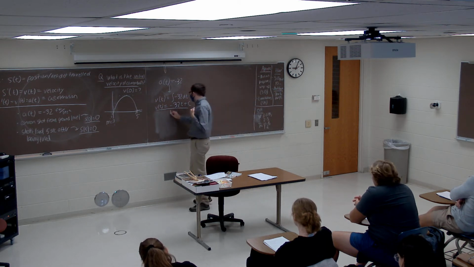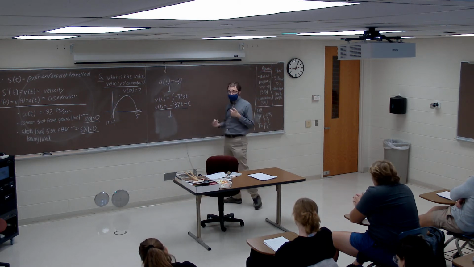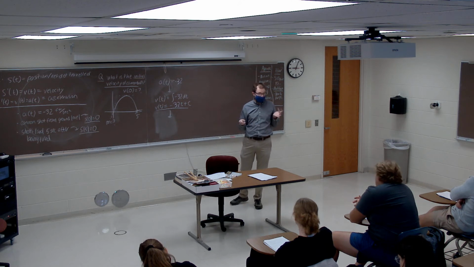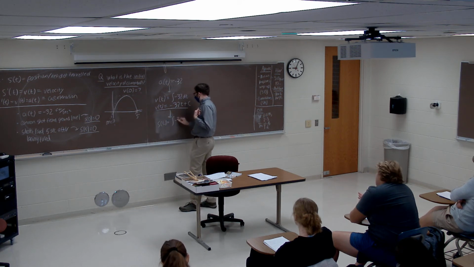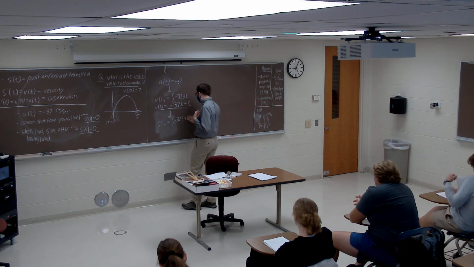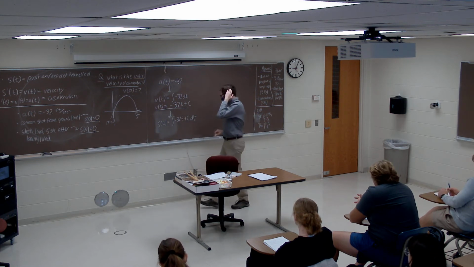All right, let's do that. We're going to integrate this without actually solving for c first. So if we do that, we'll get an integral of negative 32t plus c, taken with respect to t.